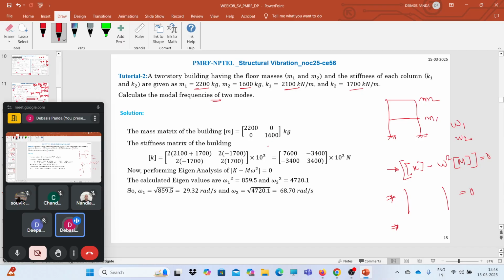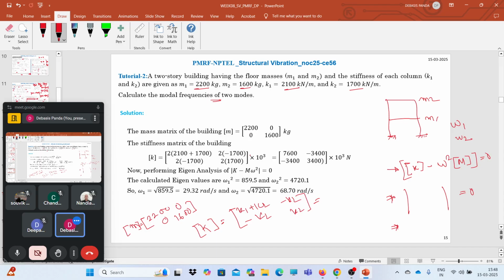So first let's quickly solve it. First we need to formulate the mass matrix. The mass matrix will look like this. It's a diagonal matrix: 2200, 0, 0, 1600. What will be the stiffness matrix? K for a two-DOF system contains K1 plus K2, minus K2, minus K2, K2, and we can find it out. And here there is no damping term.